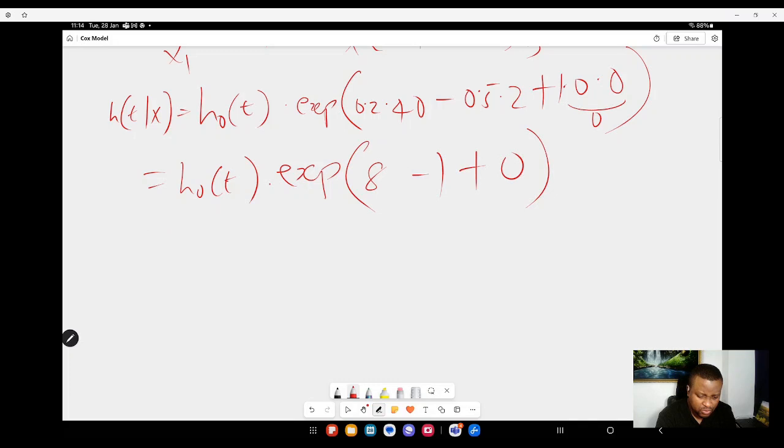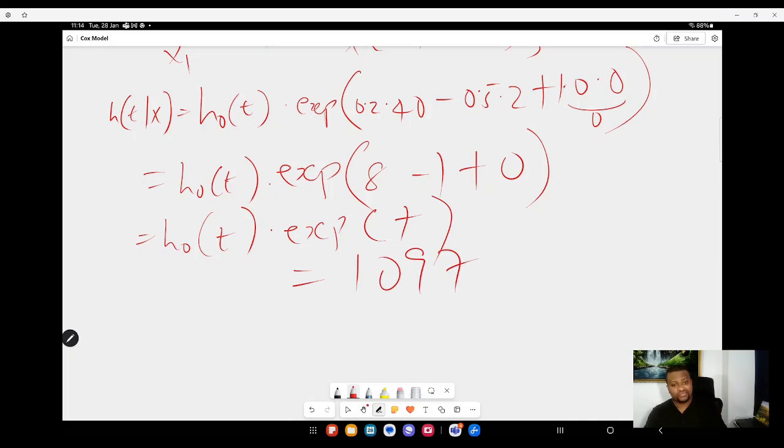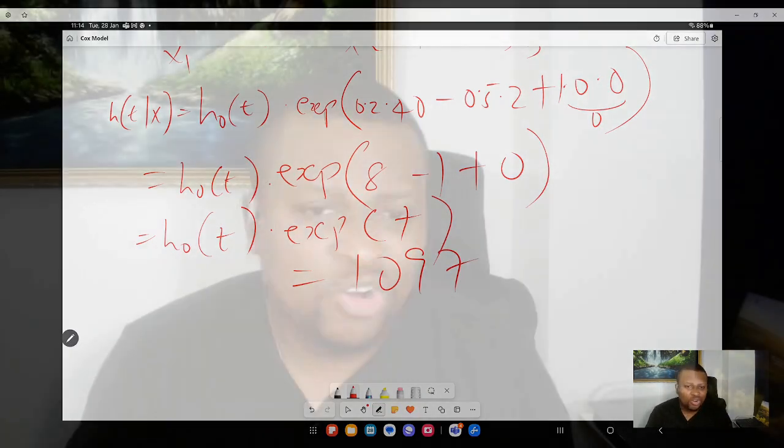So we'll have exponential 7. Exponential 7 is what? I think it's about 1097. So what this means is that runner B's hazard is 1097 times the baseline hazard. Wow. So even though they are older and less fit, maybe the baseline hazard is really big, so they are still likely to finish.